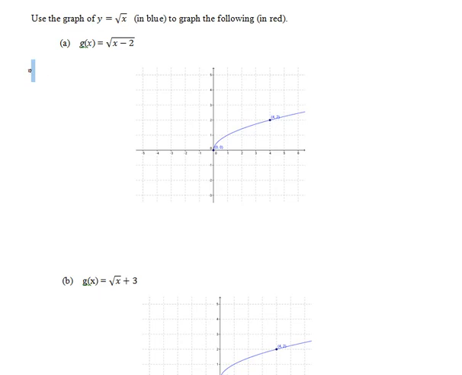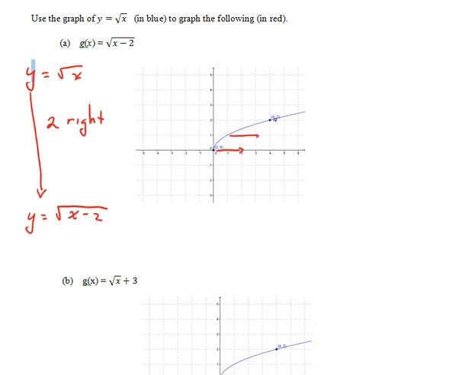Use the graph of y equals the square root of x to graph g of x equals the square root of x minus 2. Since x has been replaced by x minus 2, the graph will be moved 2 units to the right. (0, 0) will go to (2, 0). (1, 1) will go to (3, 1). And (4, 2) will go to (6, 2).